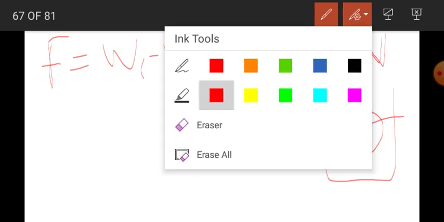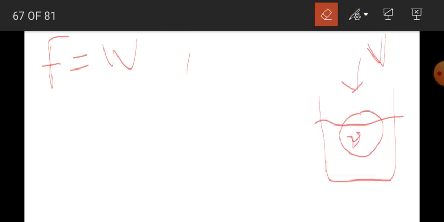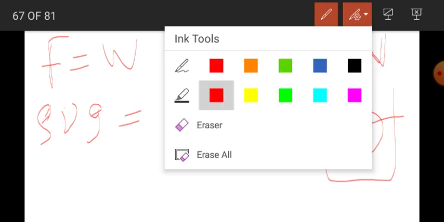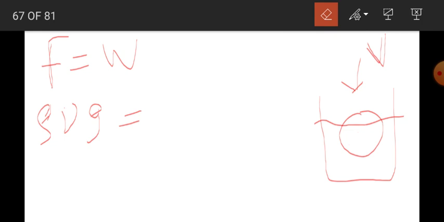So what is going to remain here? Only true weight. What was the formula for upthrust? Rho V g, isn't it? Small v means upthrust depends upon the amount of water displaced, which will be equal to the volume of the object in the liquid. So small v. Now weight of the object.